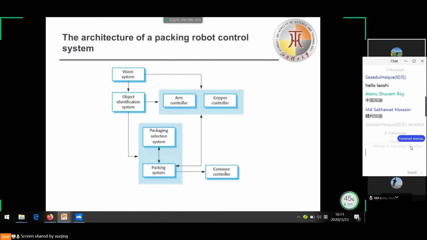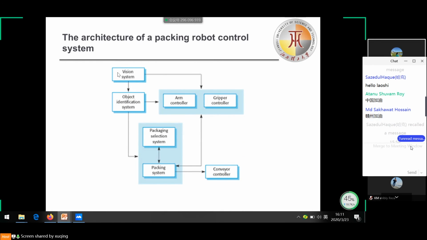Here, this figure shows an abstract model of the architecture for a packing robot system. And this figure shows the components that have to be developed. You see, this robotic system can pack different kinds of objects. It uses a visual component to pick out objects.